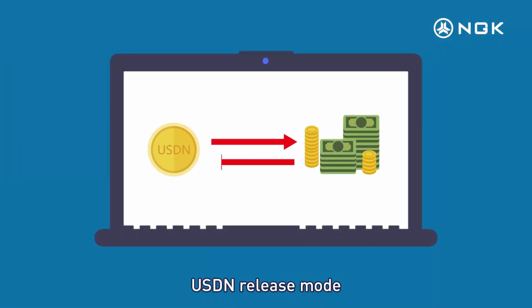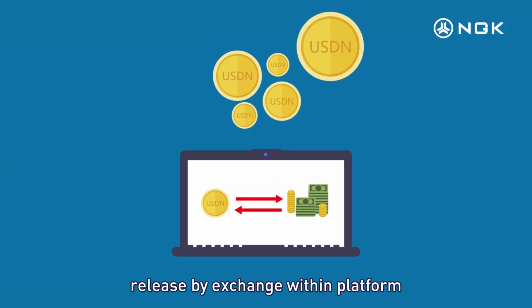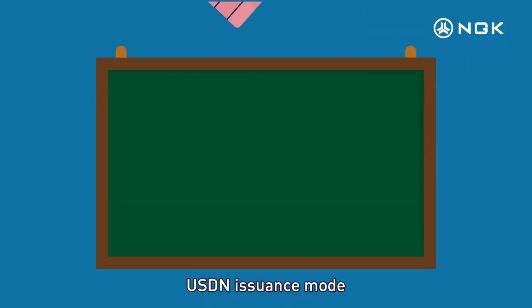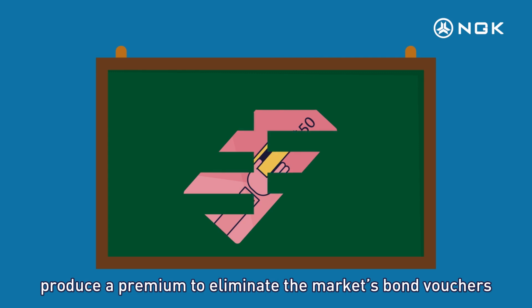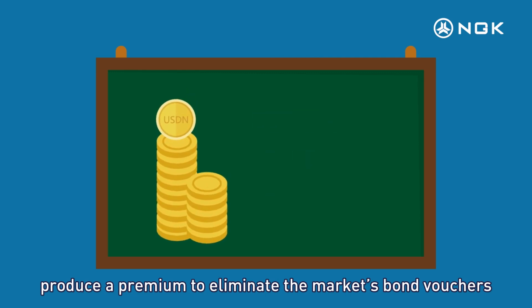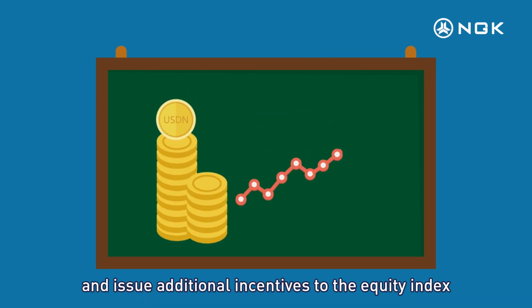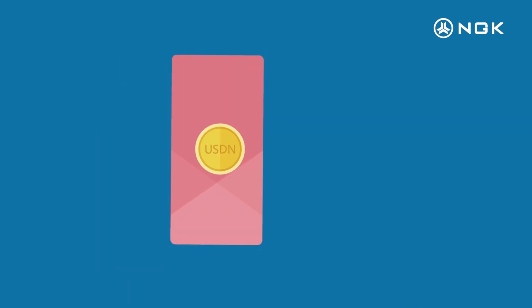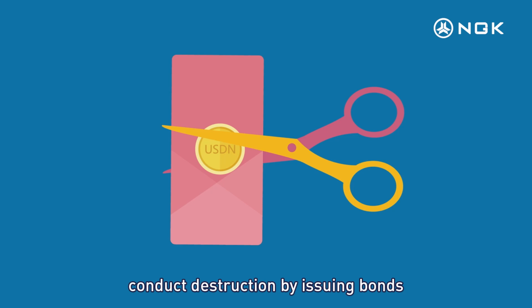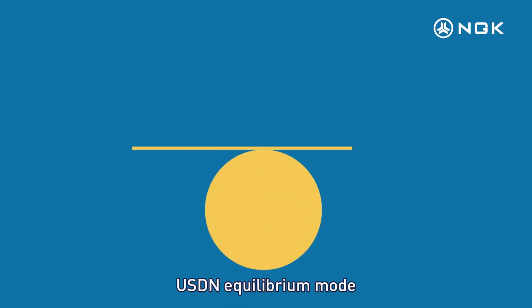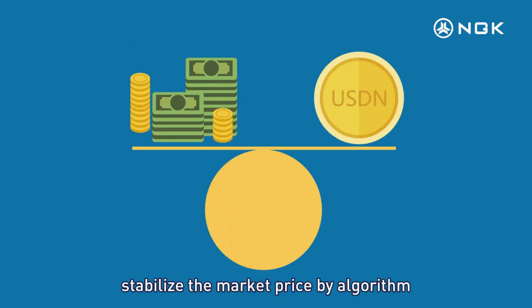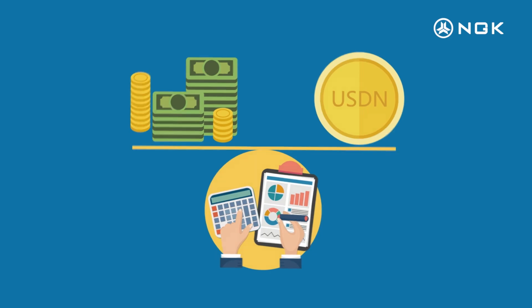USDN release mode: release by exchanging within the platform. USDN issuance mode: produce a premium to eliminate the market's bond vouchers and issue additional incentives to the equity index. USDN destruction mode: conduct destruction by issuing bonds. USDN equilibrium mode: stabilize the market price by algorithm.